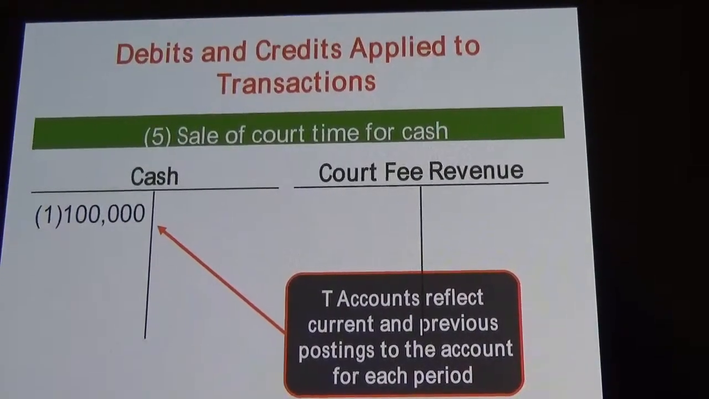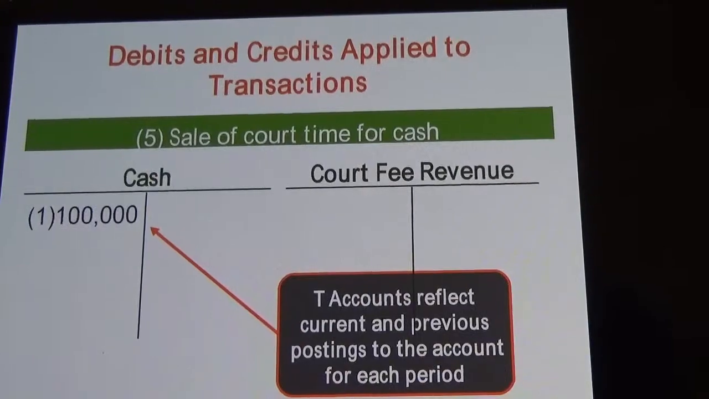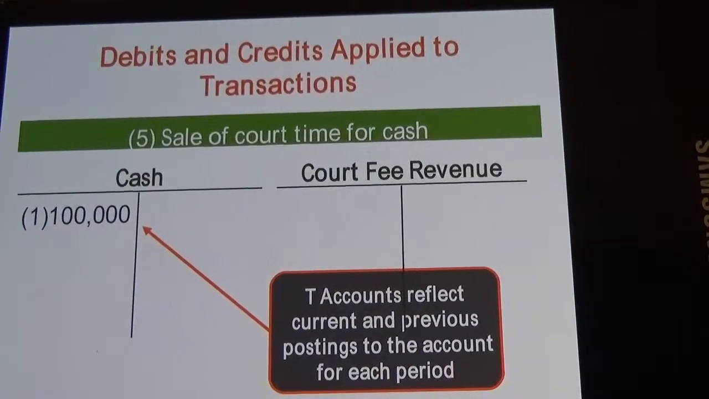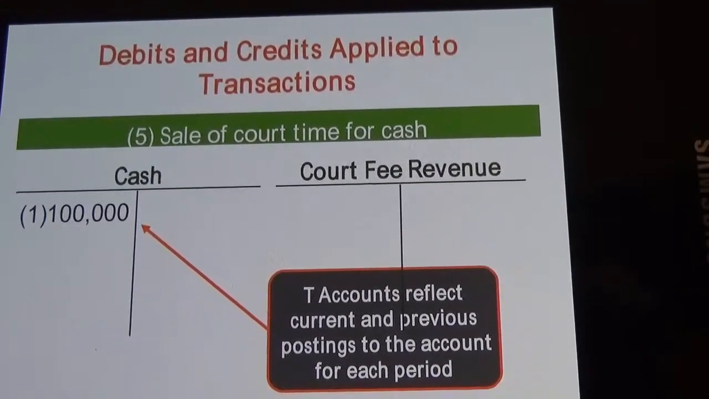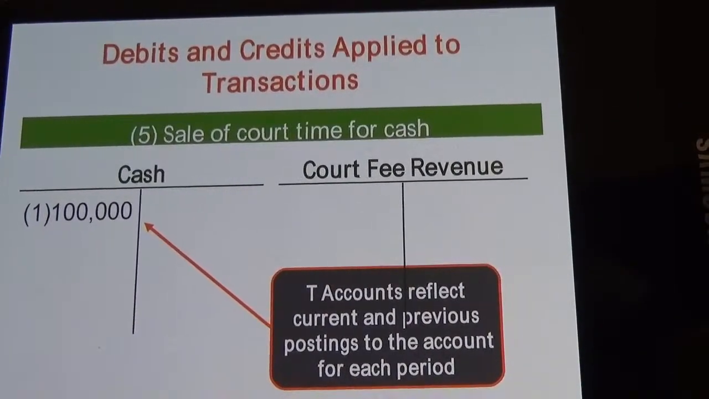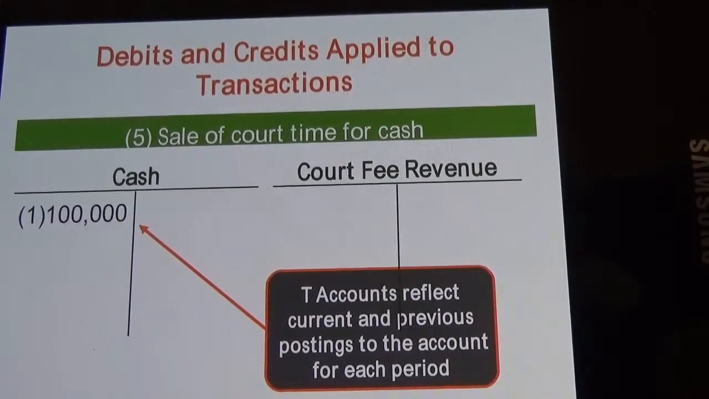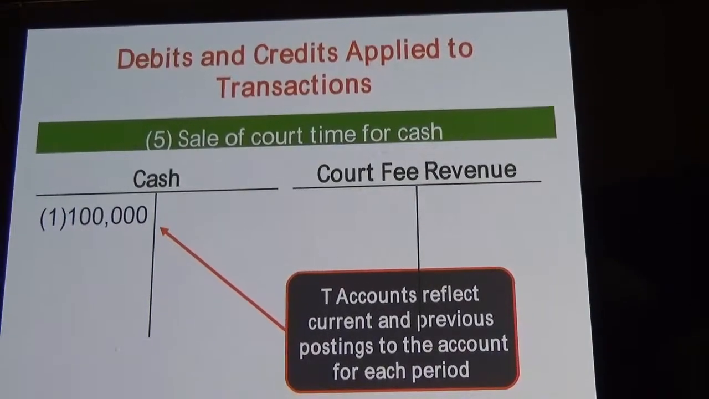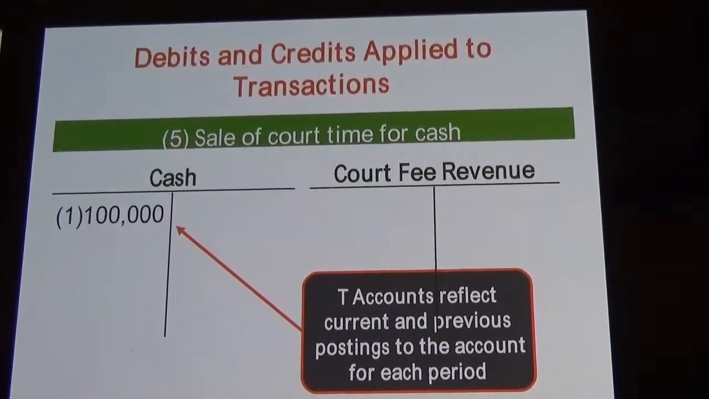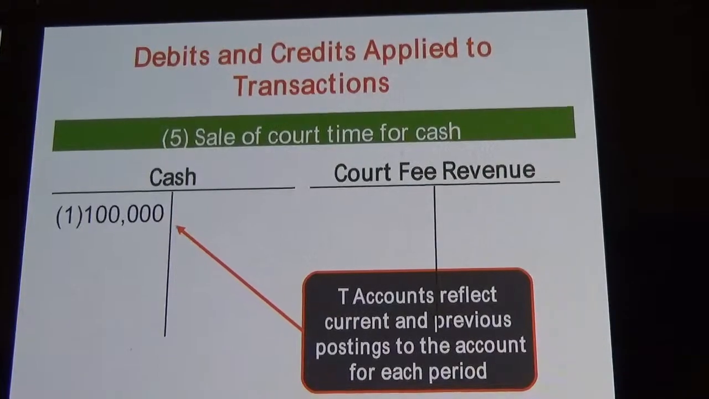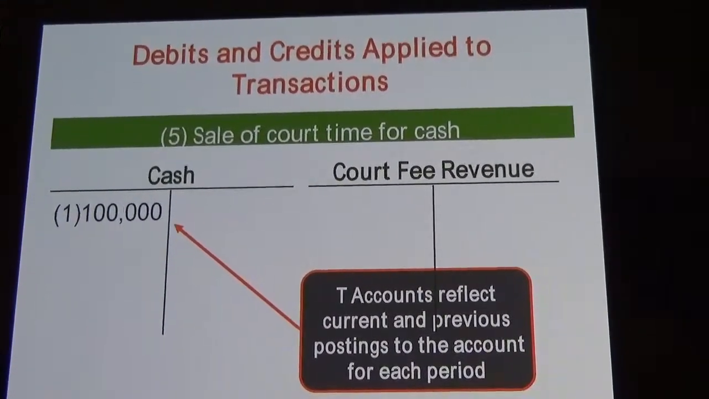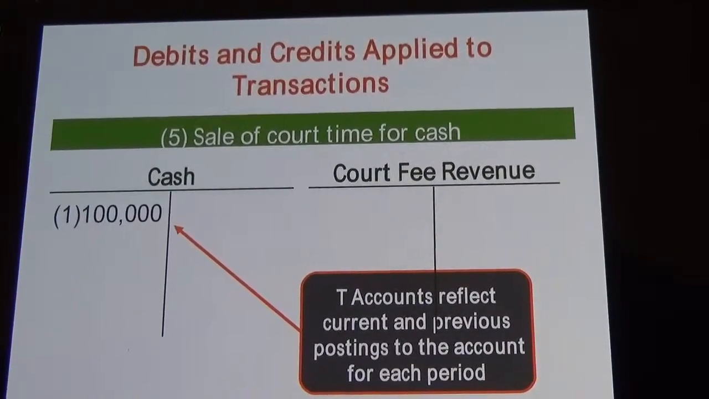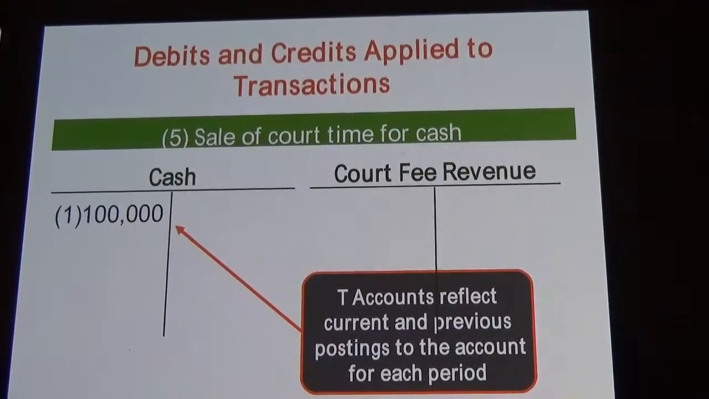Now, keep in mind that the T accounts that we're using are reflecting the general ledger accounts, which will accumulate all of the balance of any given account. So our cash account already has that $100,000 in it that we recorded when we received the investment from the owners. And so now we're selling court time for cash. We're using the cash account and the court fee revenue account. And in our cash account we see already has some cash in it.